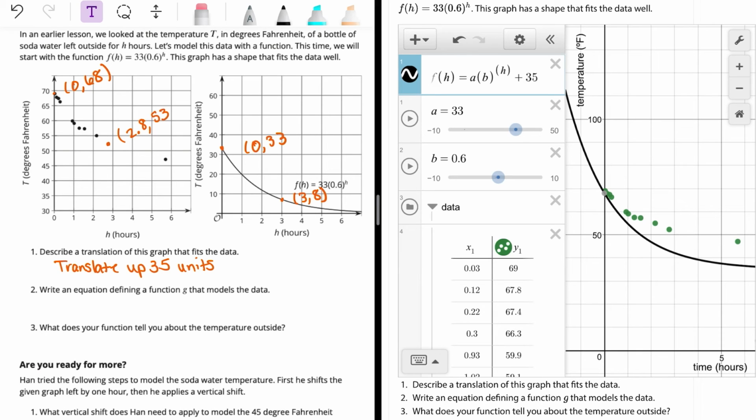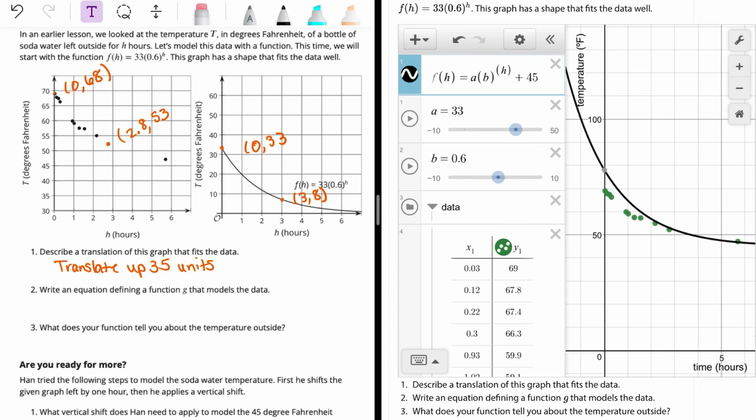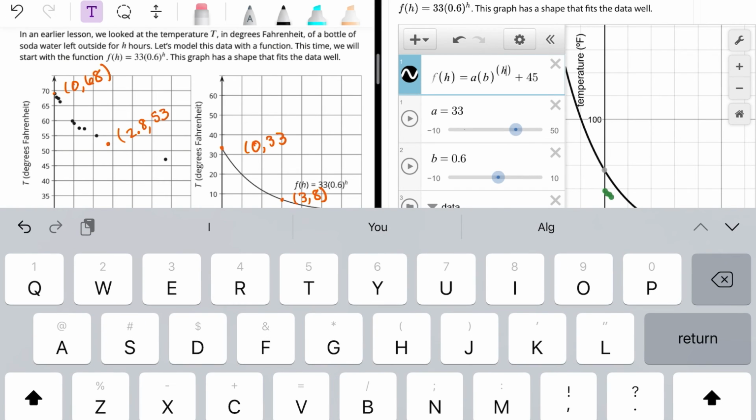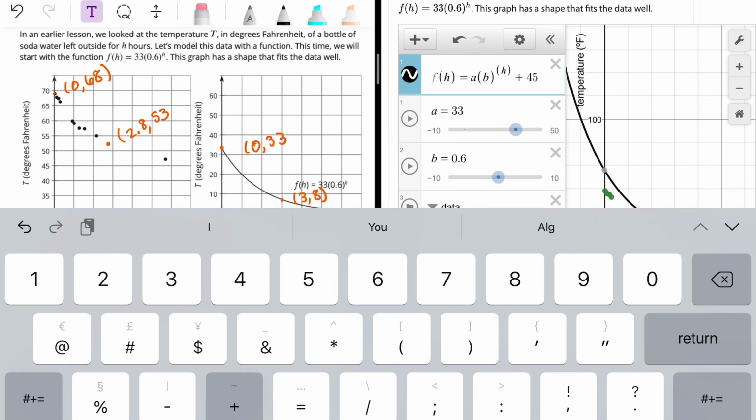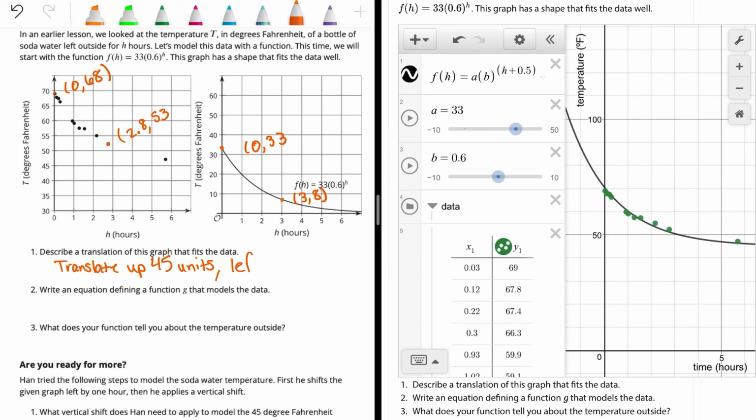The curve doesn't quite fit. So let's raise it up a little bit more. Let's go to 45 and see how that fits. Oh, that's fitting a little bit better. But we might want to shift it over to the left a little. So let's add something to our H value. Let's add just a half, 0.5. See what that looks like. Oh, that fits quite well, actually. So maybe instead of translating up 35, we'll translate up 45 units and then left a half a unit.